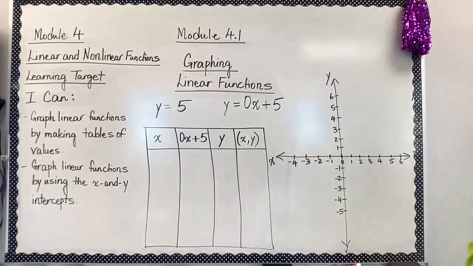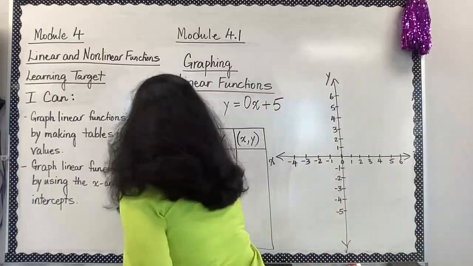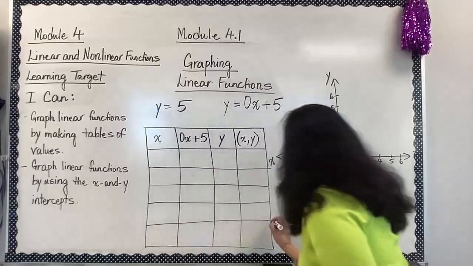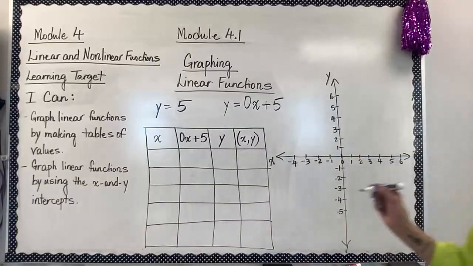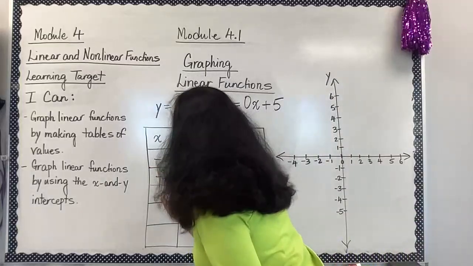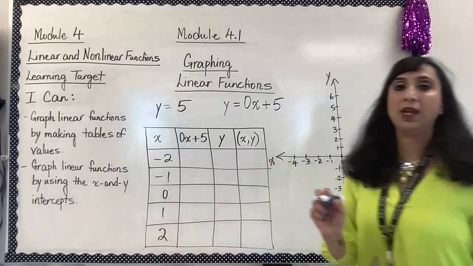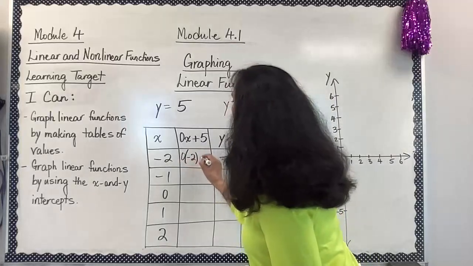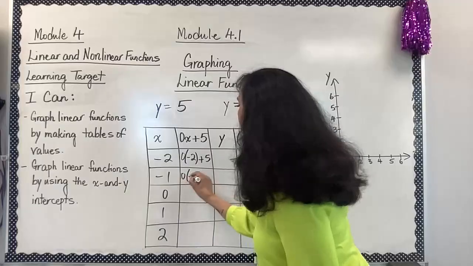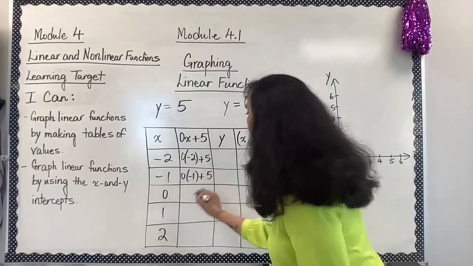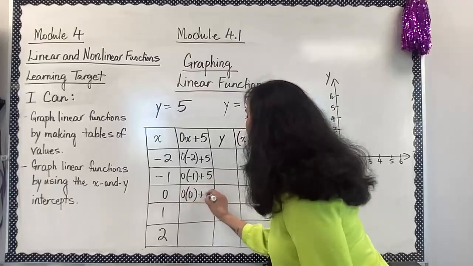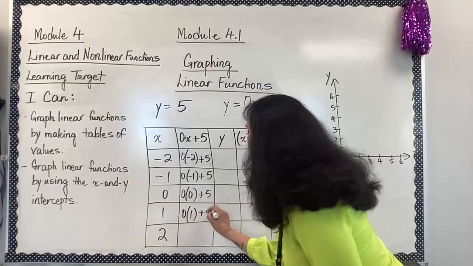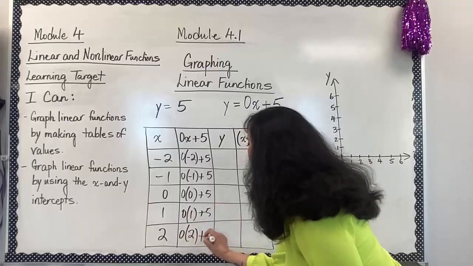Okay? And then what we're going to do is we are going to give our values to x again. 1, 2, 3, 4, 5 of them. And let's give our values as -2, -1, 0, 1, 2. And now all we're doing is look, 0 times -2 plus 5. 0 times negative 1 plus 5. 0 times 0 plus 5. 0 times 1 plus 5. 0 times 2 plus 5.